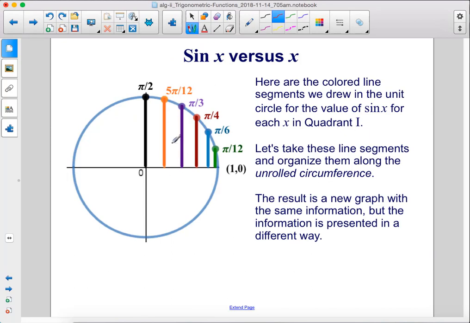Here are the colored line segments we drew in the unit circle for the value of sine x for each x in quadrant 1. Let's take these line segments and organize them along the unrolled circumference. The result is a new graph with the same information, but the information is presented in a different way.